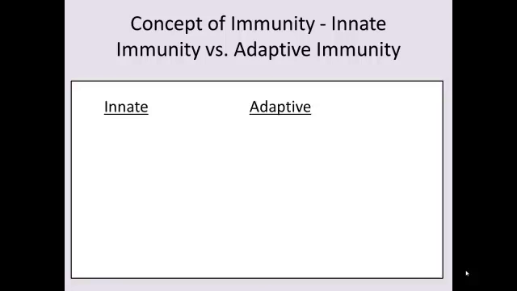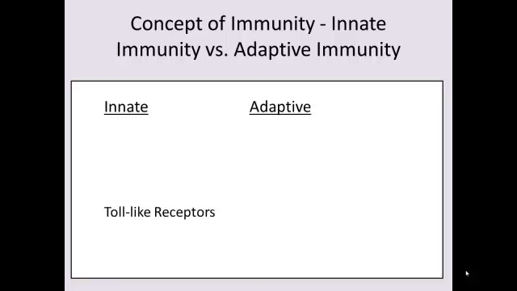Innate immunity is with us as soon as we're born, and it kicks in even if we haven't been exposed to that particular pathogen. Adaptive immunity is the immunity that we get when we've been exposed to that particular pathogen or that particular antigen. We're going to talk about adaptive immunity more in the next chapter, but the two are intertwined.